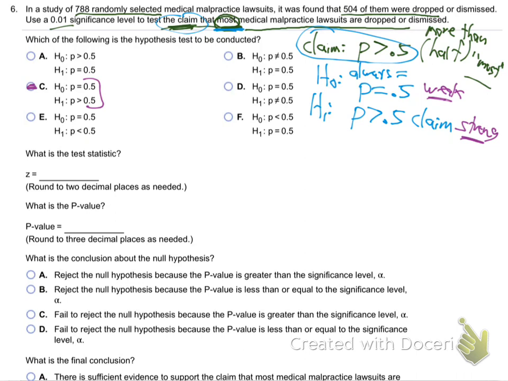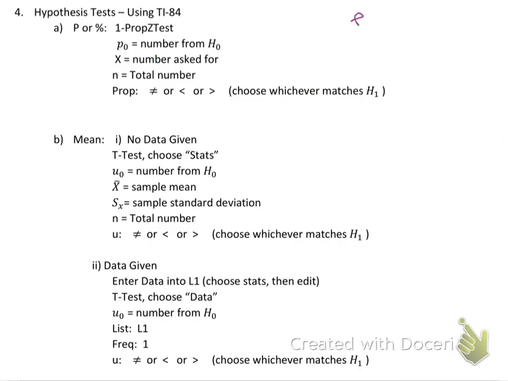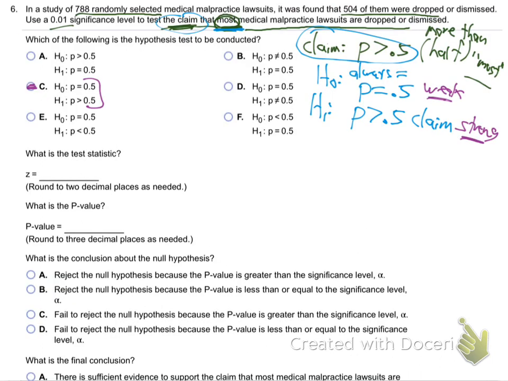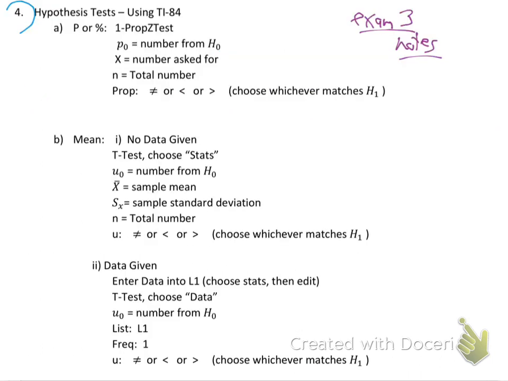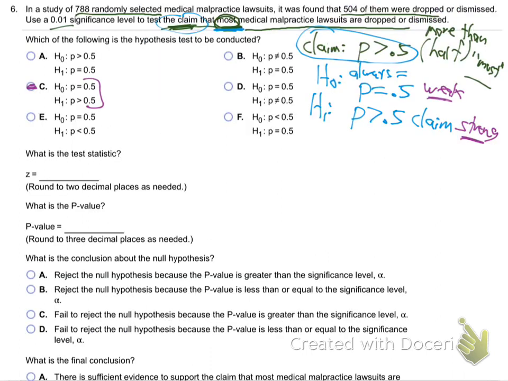That matches ours. Okay, now how do we put this on our calculator? Well, I'm going to show you. Here we go. This is, again, the exam 3 notes, which are on the Canvas course shell for you to download and use during exam 3. So I'm on part 4 here, where we're talking about hypothesis tests using the TI-84. That's what we're doing. We've got to actually do one now.